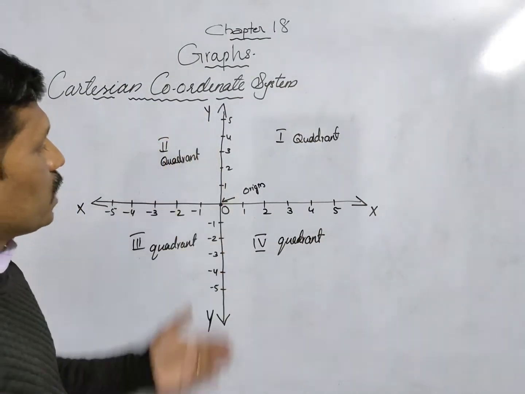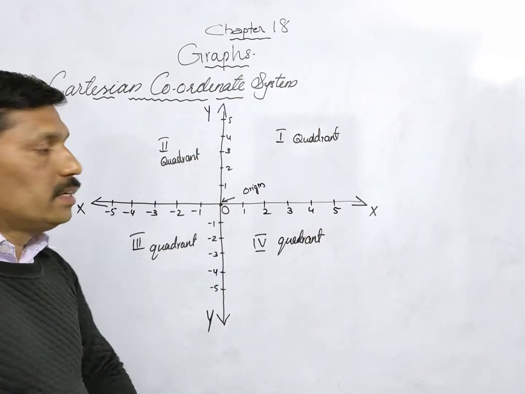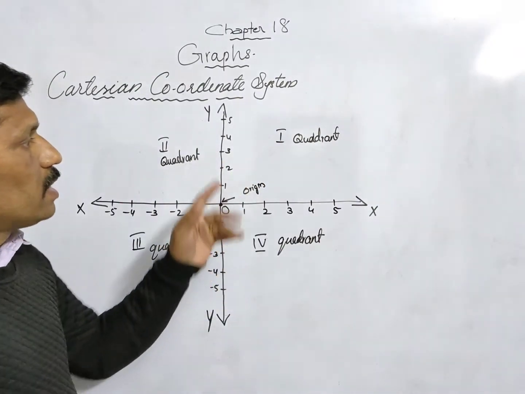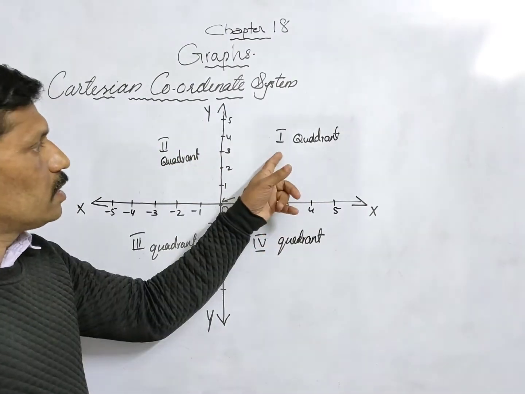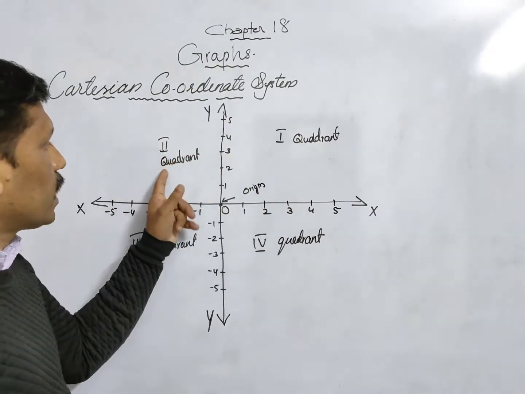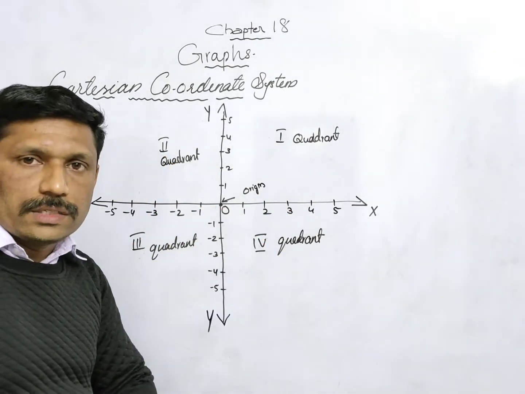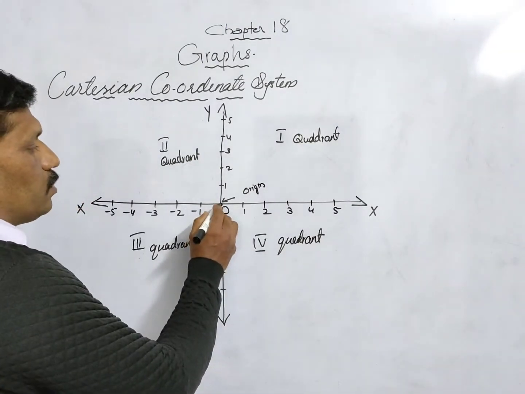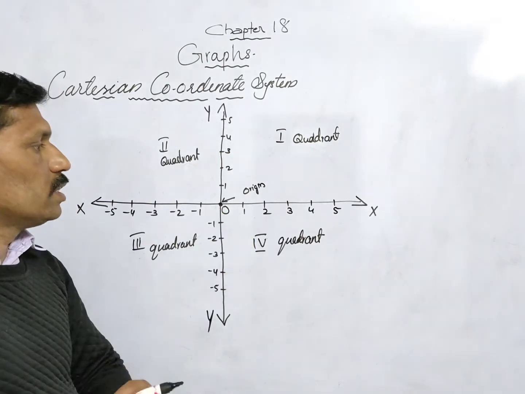As shown in the figure, you can see that this coordinate axis divides a plane into four equal parts, each part is known as a quadrant. We count them anti-clockwise. This is known as the first quadrant, and this is the second quadrant, and this is the third quadrant, and this is the fourth quadrant. And the place where it originates is known as origin. O, this O represents the origin.